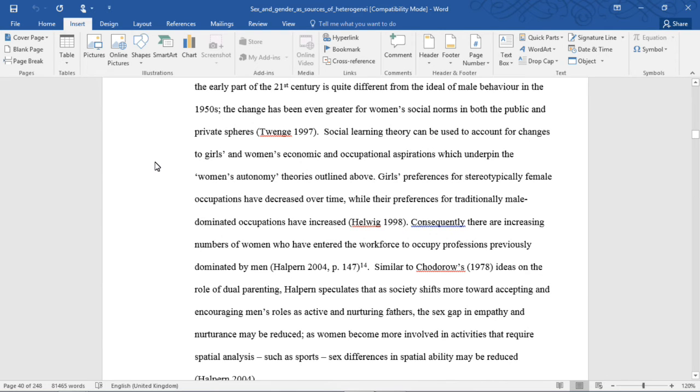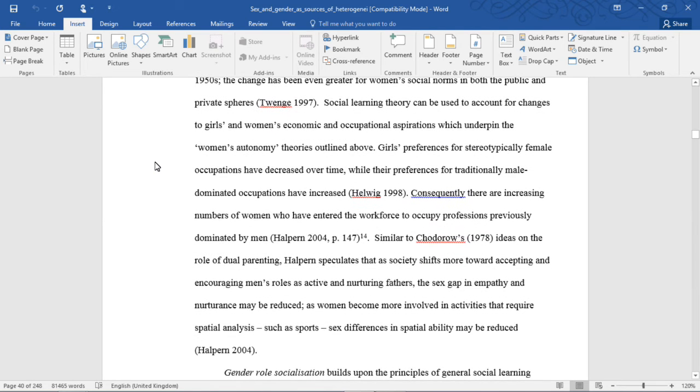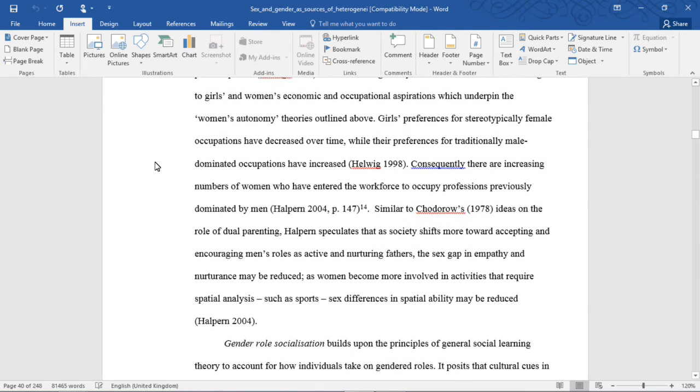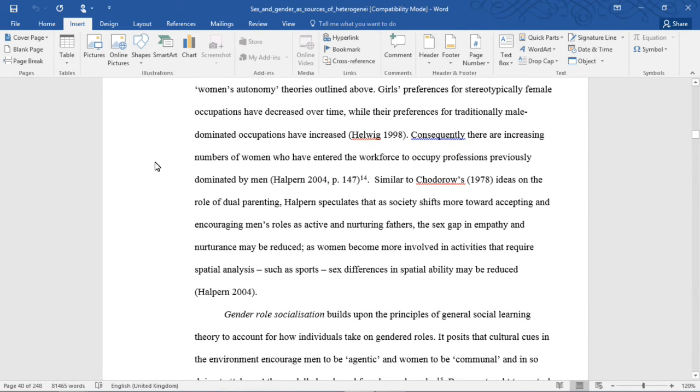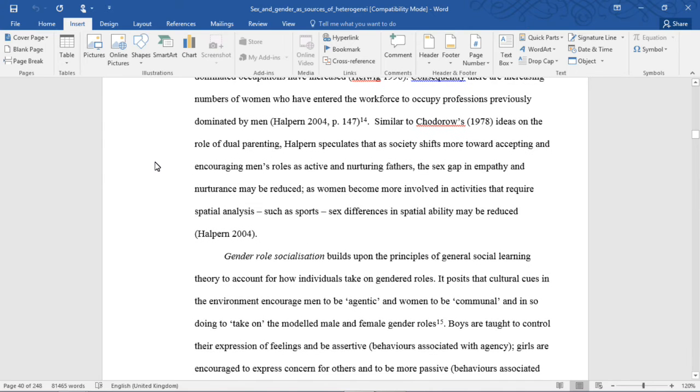Social learning theory can be used to account for the changes to girls' and women's economic and occupational aspirations, which underpin the women's autonomy theory outlined above. Girls' preferences for stereotypical female occupations have decreased over time, while their preference for traditionally male-dominated occupations have increased. Consequently, there are increasing numbers of women who have entered the workforce to occupy professions previously dominated by men.